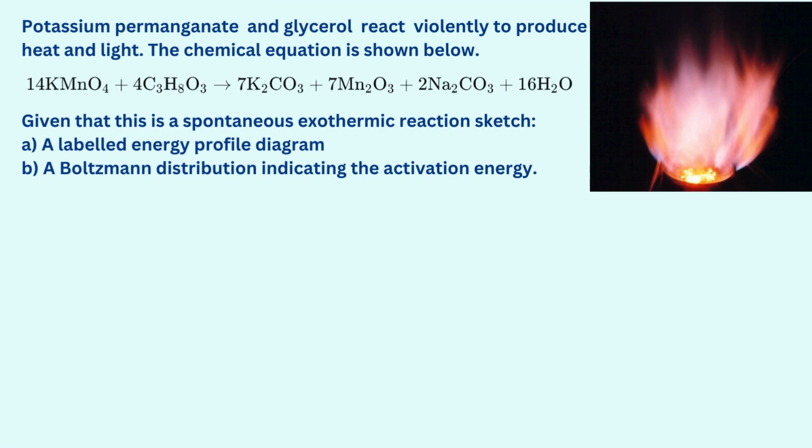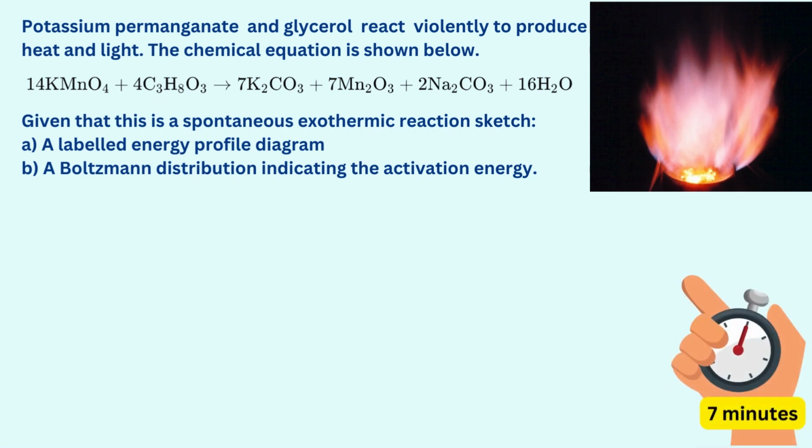In this question, sketch a labelled energy profile diagram and Boltzmann distribution for the dynamic reaction between permanganate and glycerol. Apply your understanding from the video. Take 7 minutes and return for the solutions.